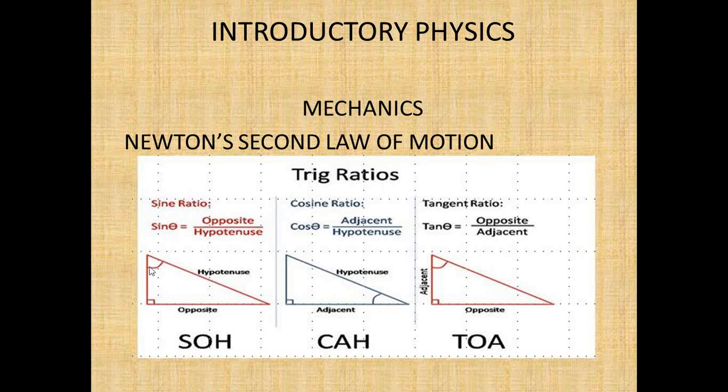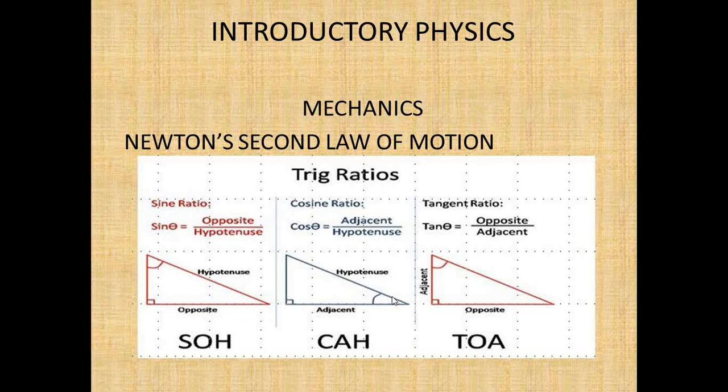If you have a right angle triangle, this is the adjacent side. If you're talking about this angle right here, this is the adjacent side, this is the opposite side, and the hypotenuse is the longest side. So the sine of this angle is the opposite over the hypotenuse. The abbreviation is SO: sine, opposite over the hypotenuse.